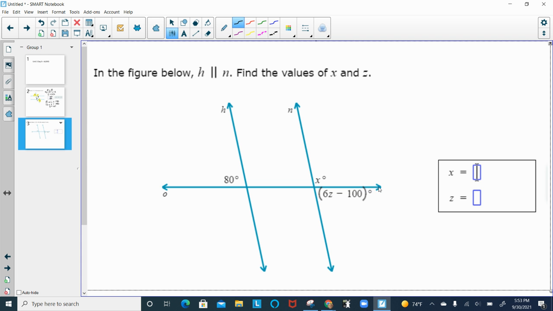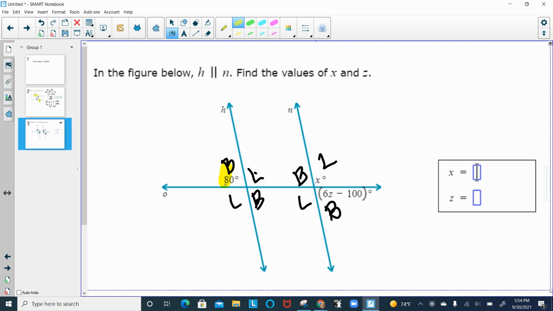You would still label BB, LL, BB, LL. And then you can circle or highlight the things that you have. So I have an 80, that's a B. I have a 6Z minus 100, that's a B. And then I have an X, that's an L. So it doesn't matter what order you do things in. Let's solve for X. We have a B and we have an L.